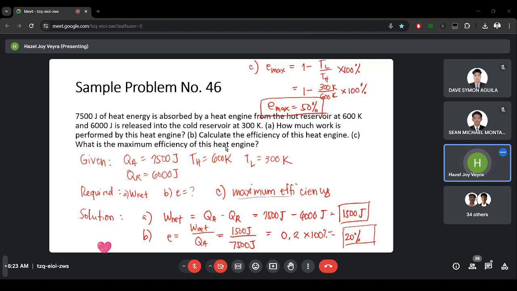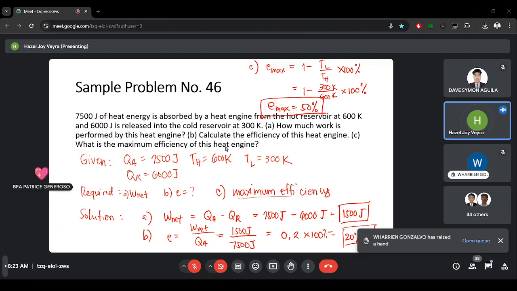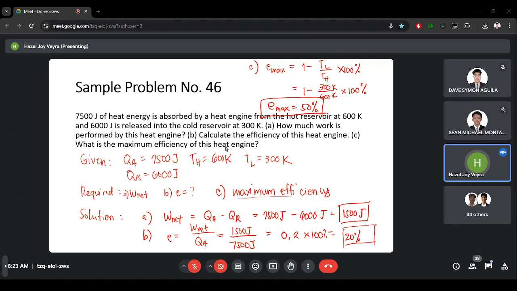Any questions? Yes, Mr. Gonzalvo? Ma'am, ano pong coverage na po ng finals? So your final exams coverage will be from the ideal gas processes up to Carnot cycle only. So Carnot cycle lang yung nadagdag from the quiz coverage. Okay?